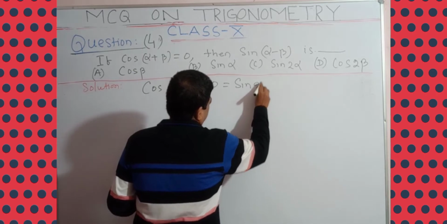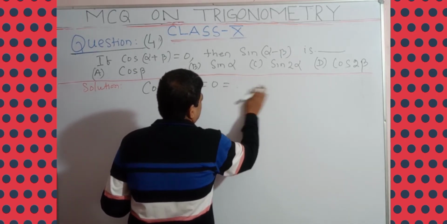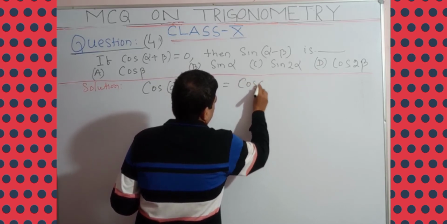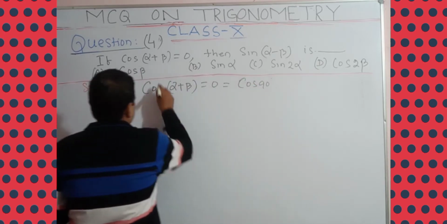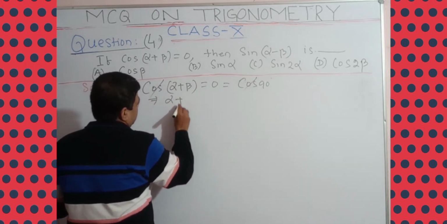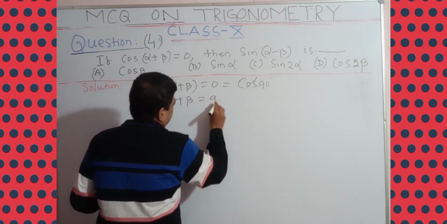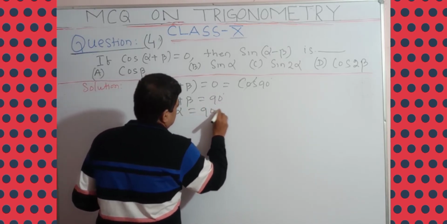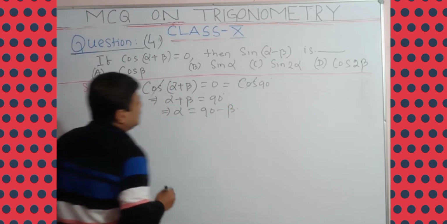And we know cos 90 degree is 0, cos 90 degree, not sin 90 degree, cos 90 degree is 0. So cos can be cancelled or not? So that implies alpha plus beta how much? 90 degree. So that implies alpha is equal to 90 minus beta. Can be written or not?